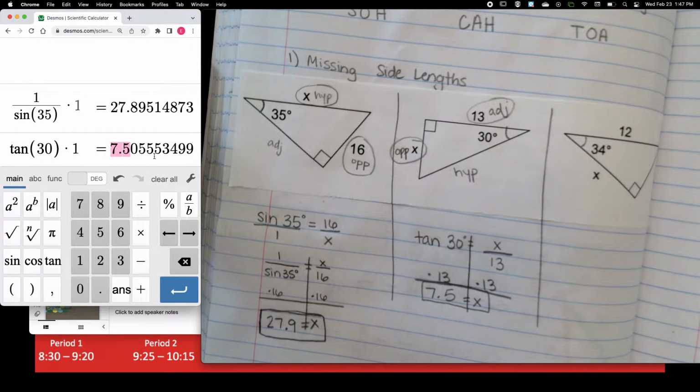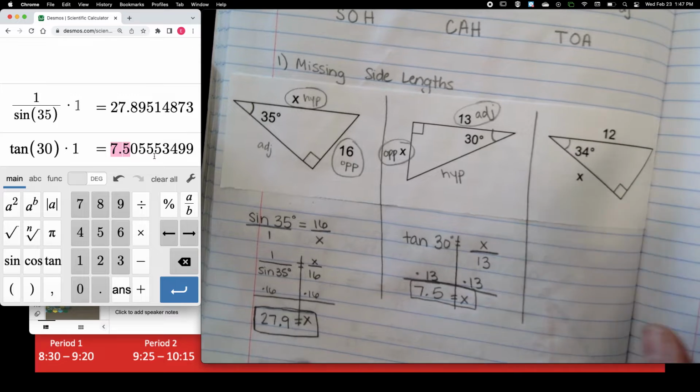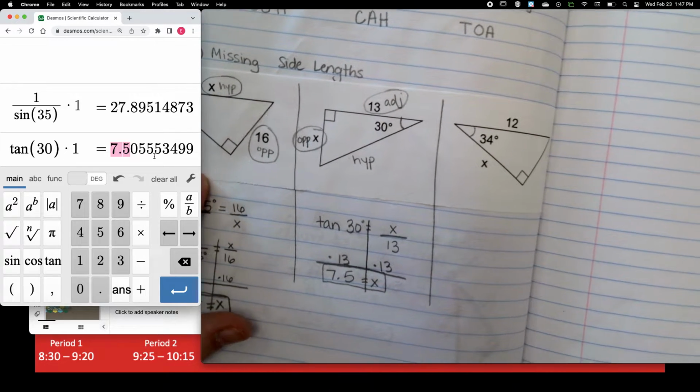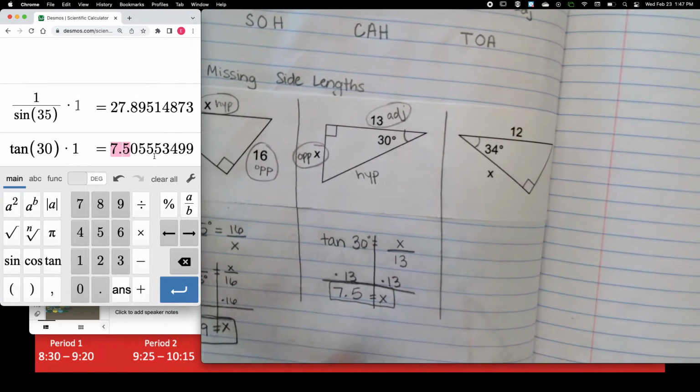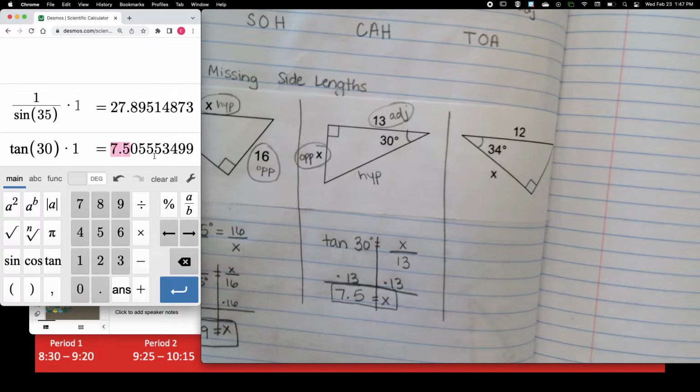Go ahead and label your sides. So which one is opposite, which one's hypotenuse, which one's adjacent? Label those yourself. See if you can do that or do a quick self-check. Step number 1. Label your sides.